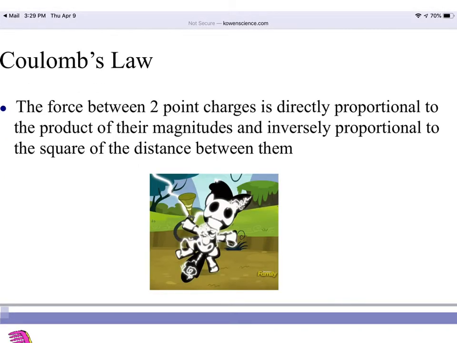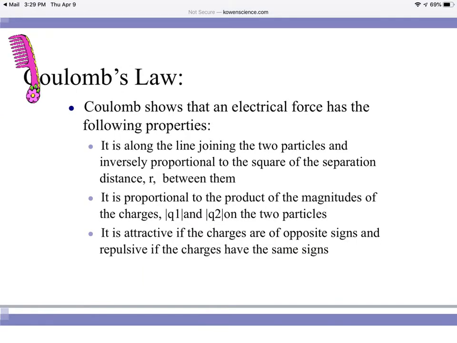Coulomb's law states that the force between two point charges is directly proportional to the product of their magnitudes and inversely proportional to the square of the distance between them. Meaning that Coulomb's law shows that electrical forces have the following properties.